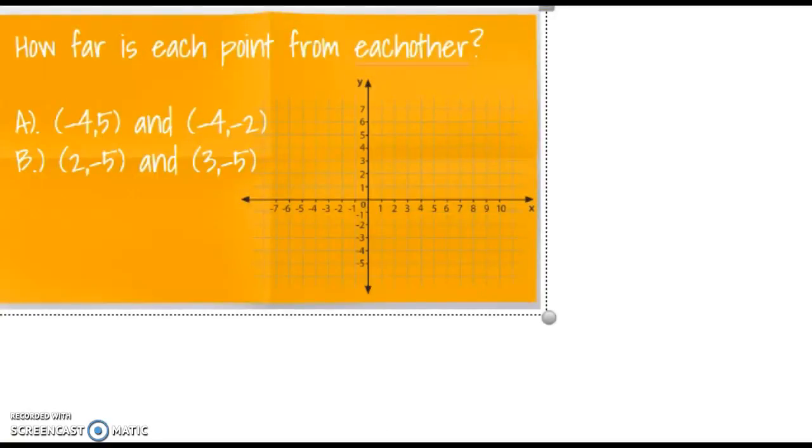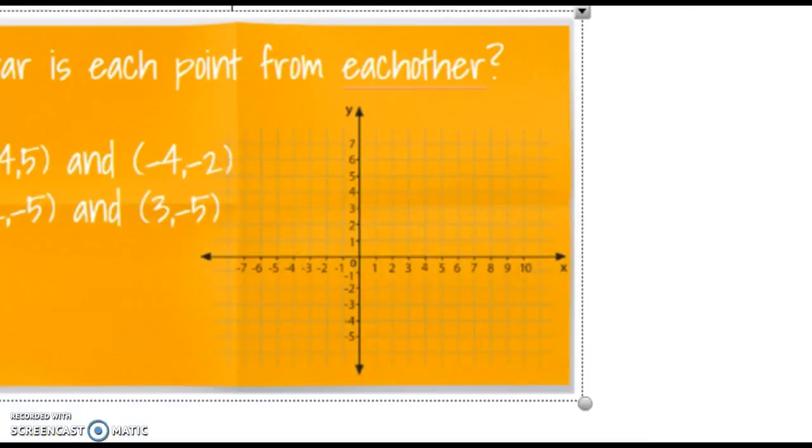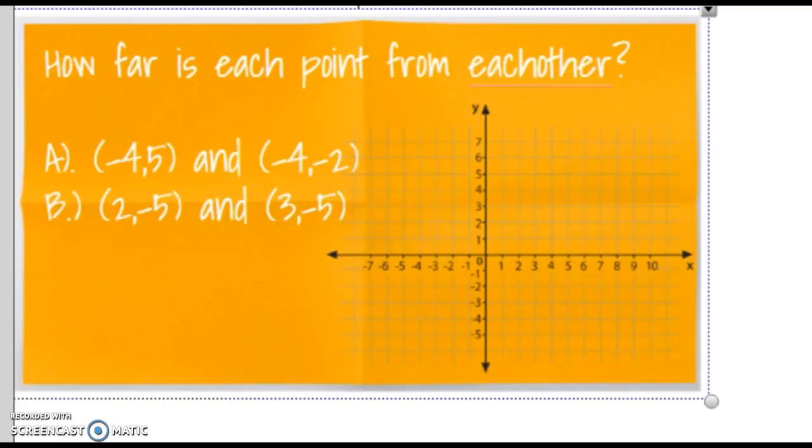All right, moving on. How far is each point from each other? We have A. Oh, let me zoom in a little bit. Bigger for us here. Too big. All right, so our first points are -4, 5 and -4, -2. So we need to figure out how far those points are from each other.